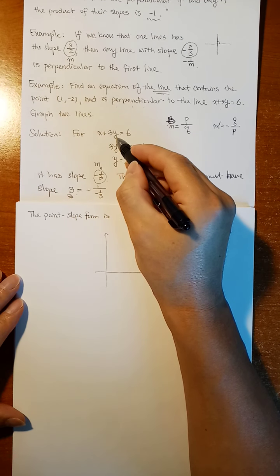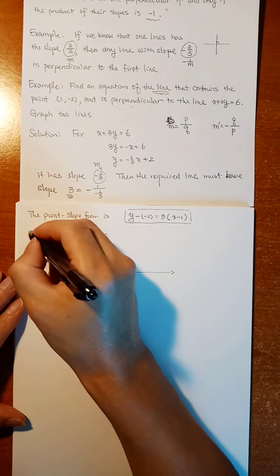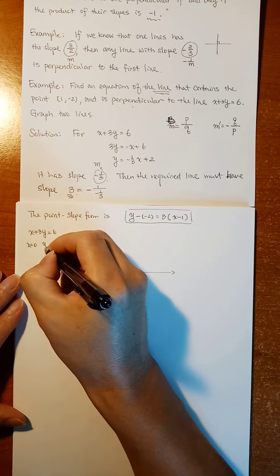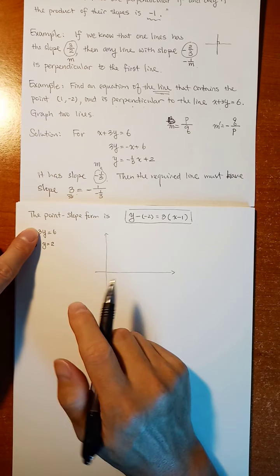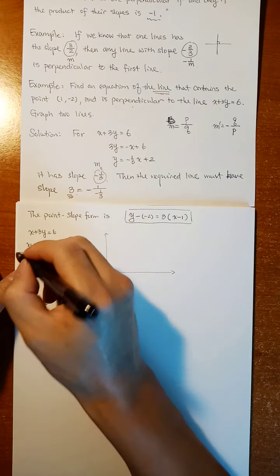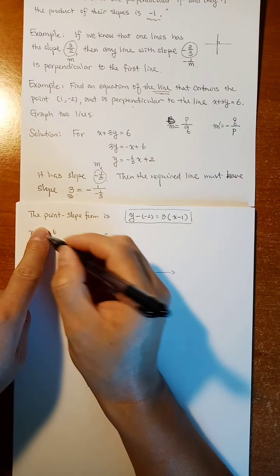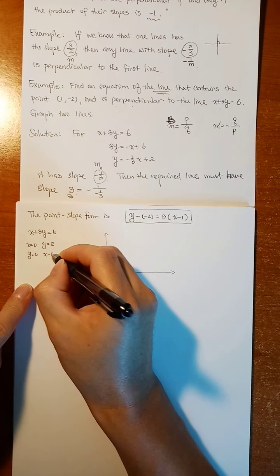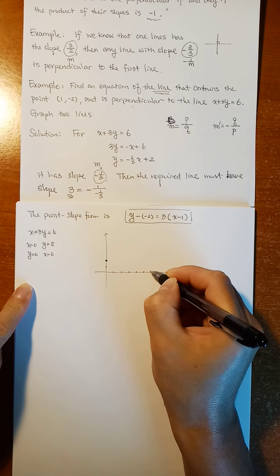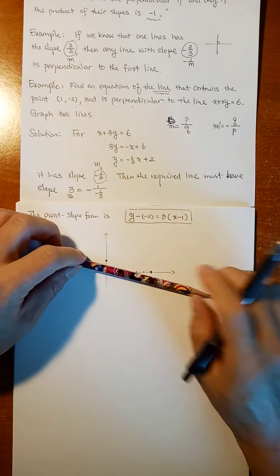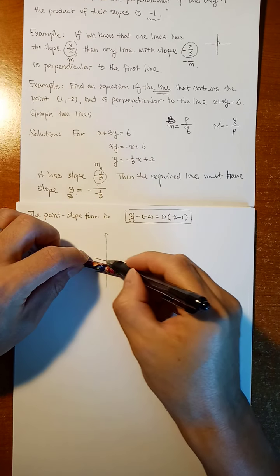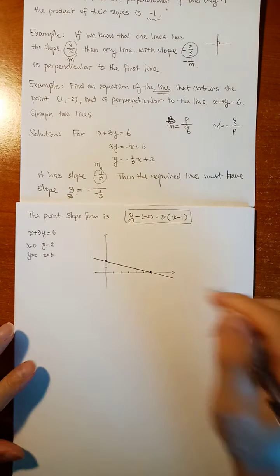When x is 0, y is 2. So for x plus 3y equal to 6, x equal to 0 gives 3y equal to 6, so y is 2. This is the y-intercept. And when y is 0, x is 6. This is the x-intercept. Then you use a line to connect them. So this is the first given line.